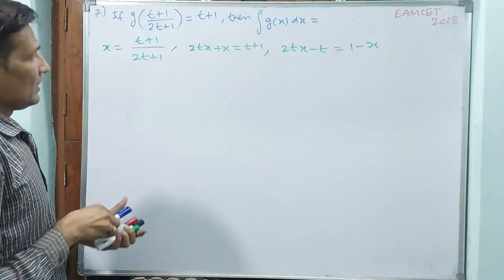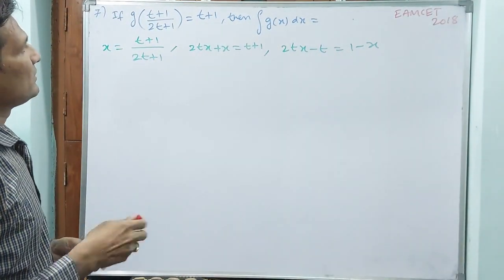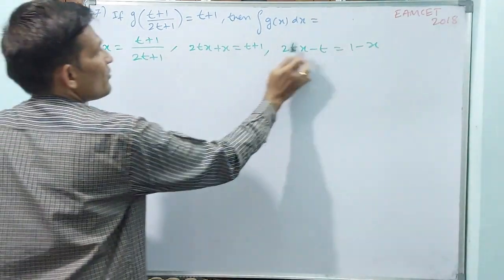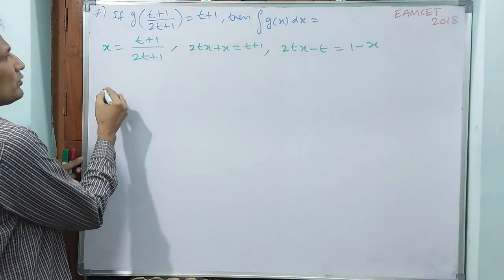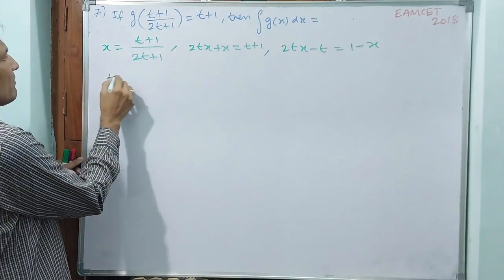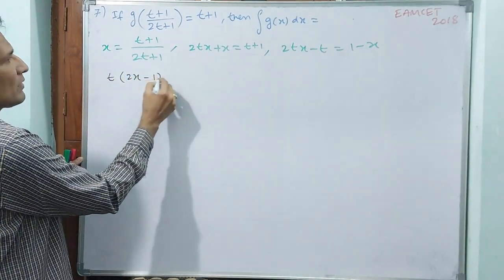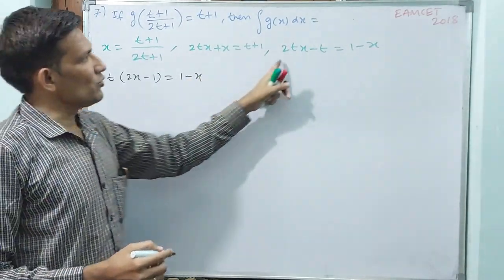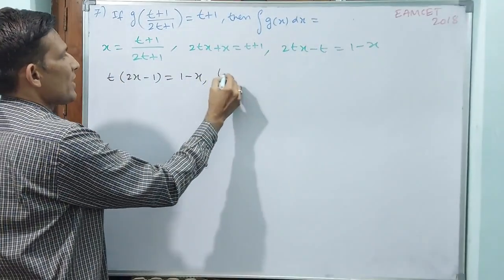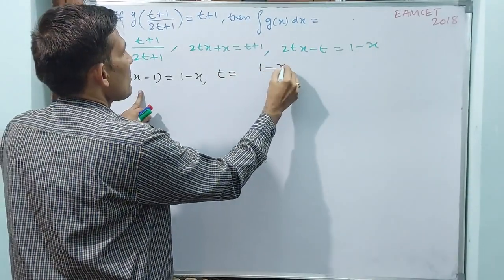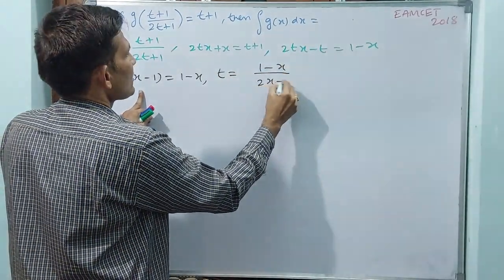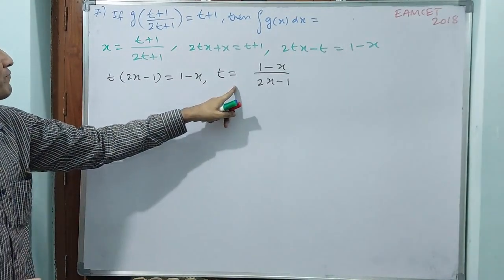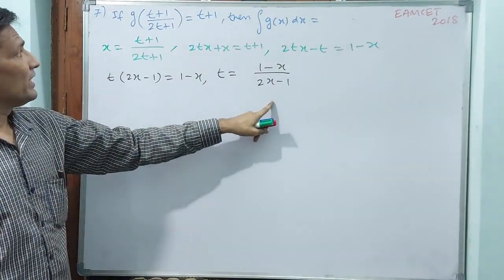Okay? Then you take t common. Why? Because t value you want to know. That means you see t, if I take common, (2x minus 1) is equal to 1 minus x. Is it okay? First you see 2tx minus t, 2tx minus t. Okay? Then you find the value of t. t is (1 minus x) by (2x minus 1). Okay? Now you see, this is the value of t.